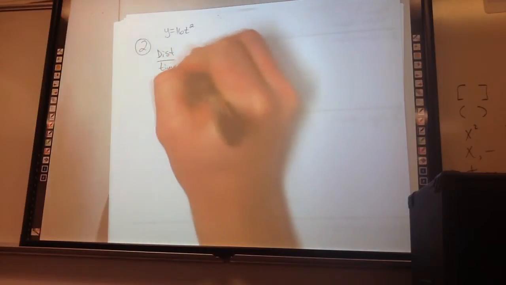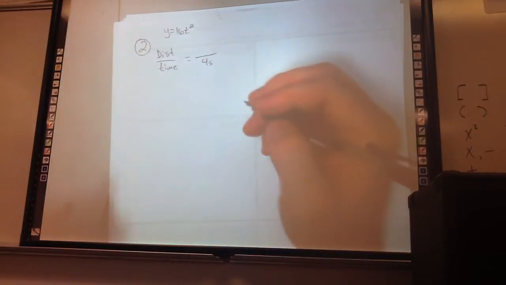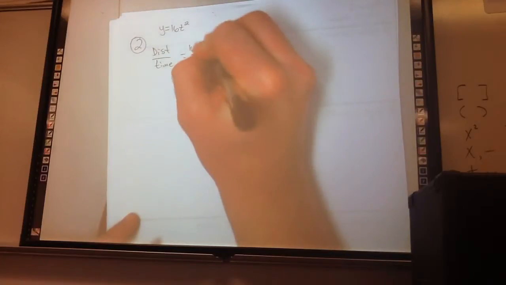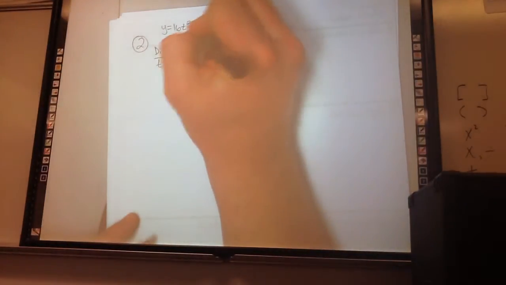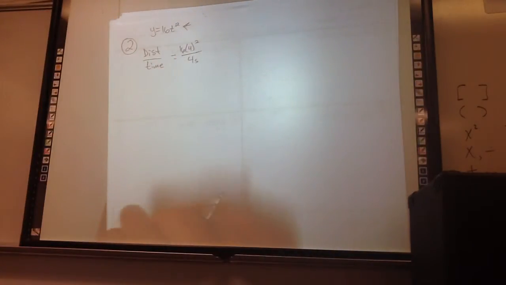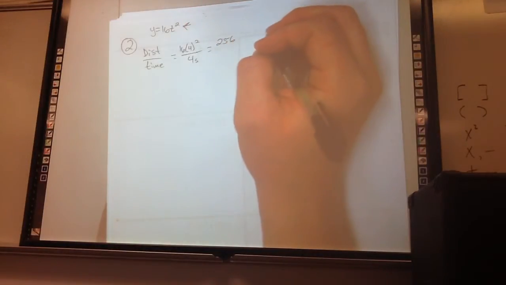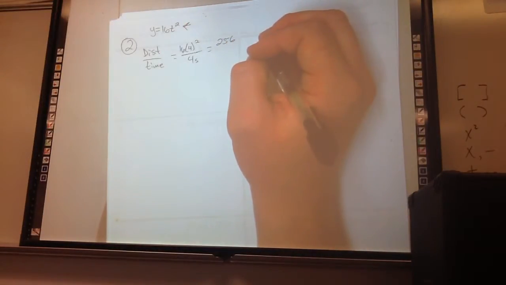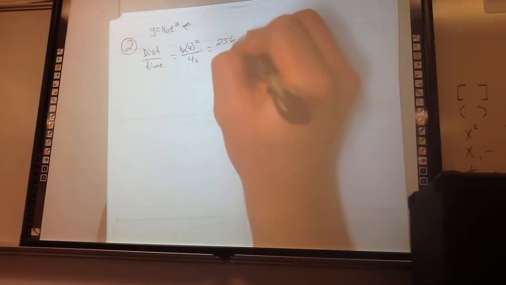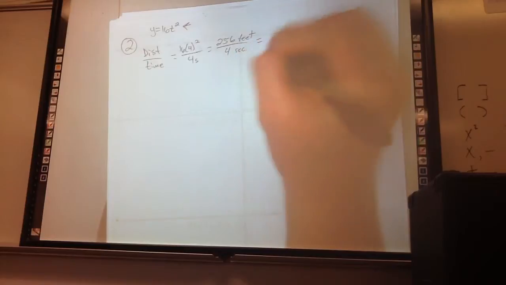So you figure out in 4 seconds how far, well, your 4 is going to be on the bottom. And you figure out how far it fell in 4 seconds. So it's 16 times 4 squared, because that's your position function. 16 times 16, you get 256. What is this? Feet? Divided by 4. 256 feet in 4 seconds, divide by 4: 64 feet per second.